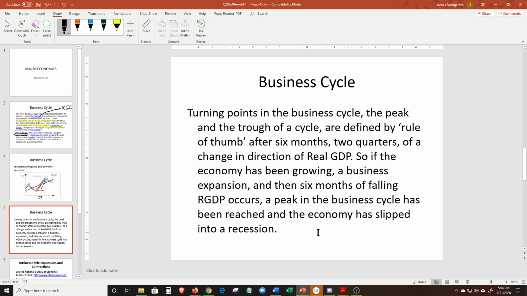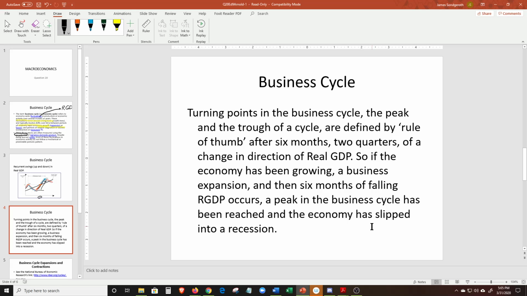And here is a definition of the business cycle. Turning points in the business cycle, the peak and the trough of a cycle, are defined by a rule of thumb after 6 months or 2 quarters of a change in direction of real GDP. So if the economy has been growing, a business expansion, and then 6 months of falling real GDP occurs, a peak in the business cycle has been reached and the economy has slipped into a recession.